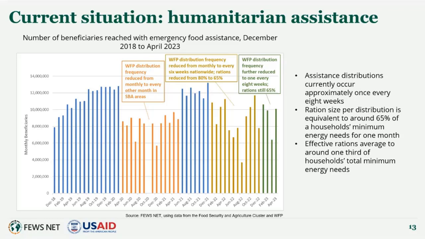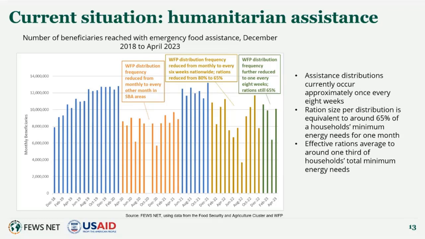Ration sizes generally declined in 2022 for many beneficiaries, according to available data and information from the Food Security and Agriculture Cluster. And by WFP's fourth distribution cycle of 2022, which was completed in September, most beneficiaries were receiving around 50% or less of their total energy requirements per distribution. However, beginning in the fifth distribution cycle that started in late September 2022, WFP had slightly increased ration sizes again, with most beneficiaries expected to be receiving 65% rations per distribution.